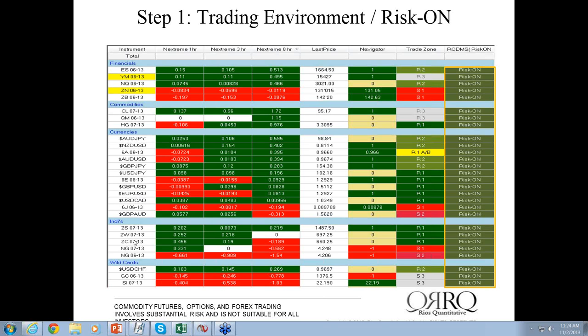Here's the independents. Independents have no correlation to interest rate sensitive contracts. Independents like soybeans, wheat, corn, natural gas, well, they are affected by the weather. The wild cards have a very low correlation.